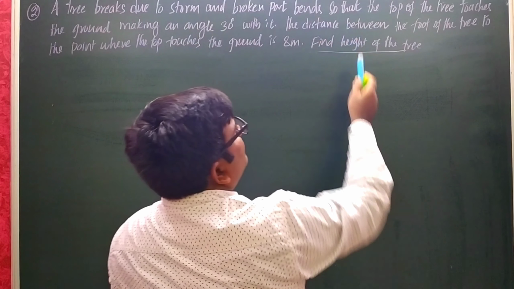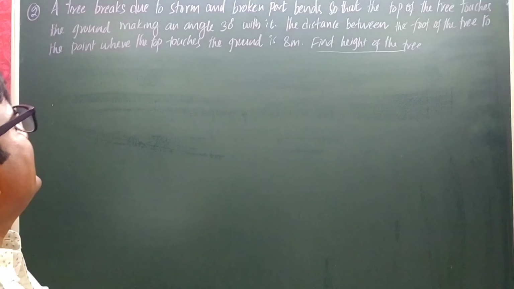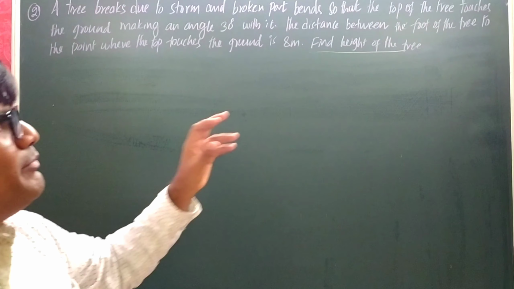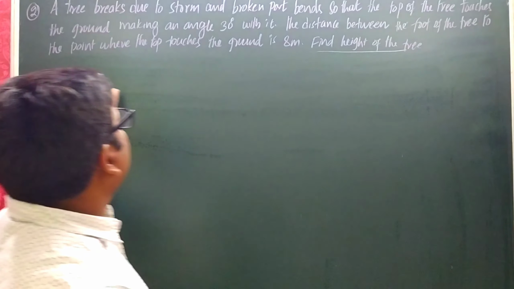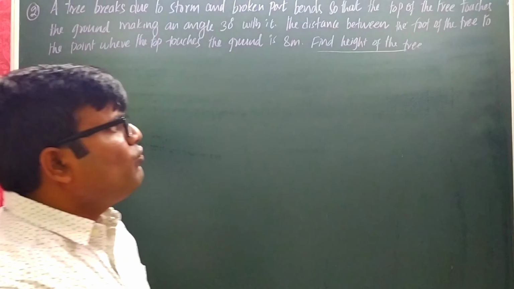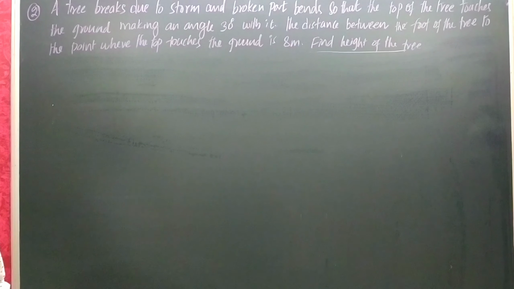Next, question number 2. A tree breaks due to a storm and the broken part bends so that the top of the tree touches the ground, making an angle of 30 degrees with it. The distance between the foot of the tree and the point where the top touches the ground is 8 meters. Find the height of the tree.